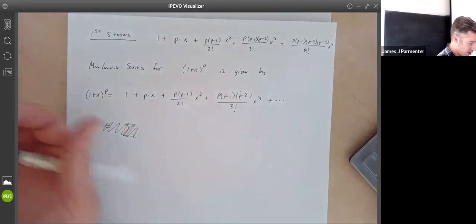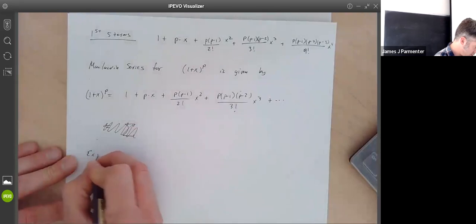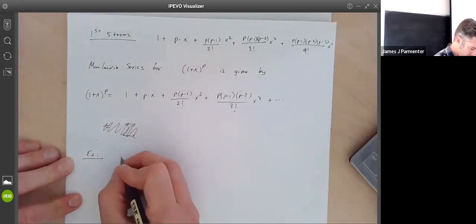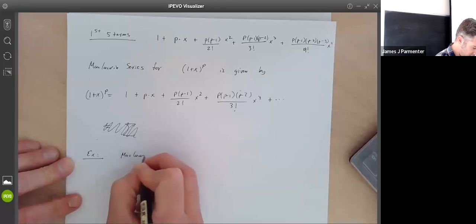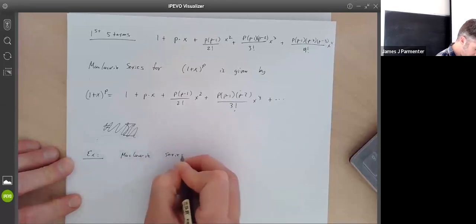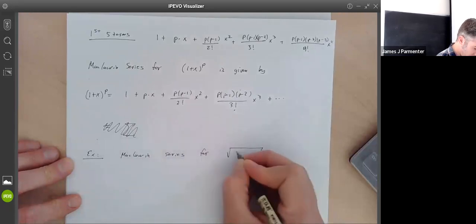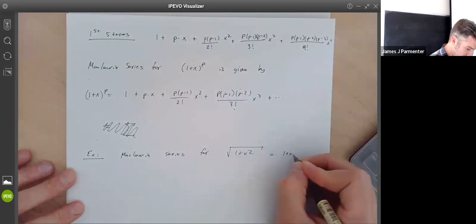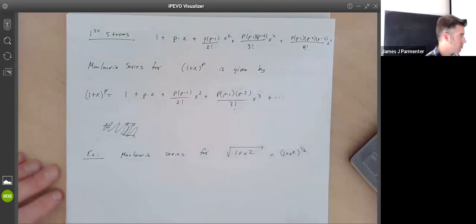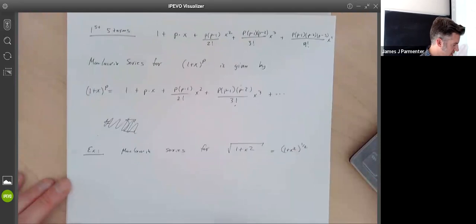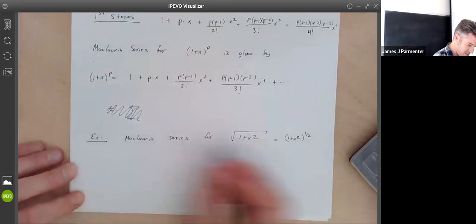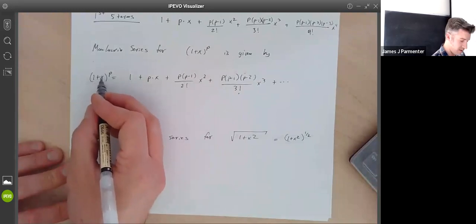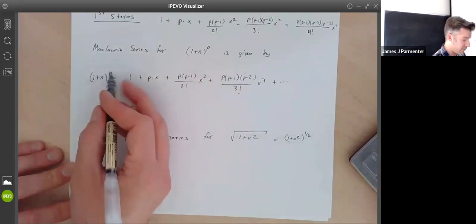So for example, we could say, all right, I want the Maclaurin series for the square root of 1 plus x squared, or 1 plus x squared to the 1/2 power. Let's see. That's going to be, well, I'm just using this pattern. I'm replacing the x with x squared. I'm replacing the p with 1/2.